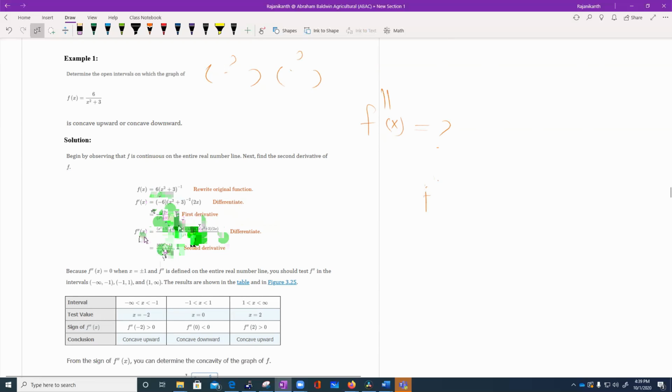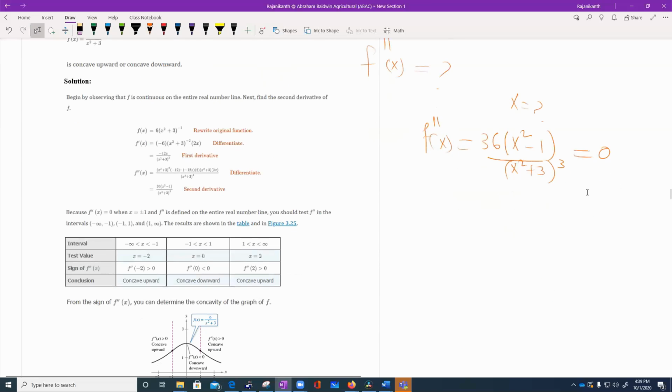Okay, so our second derivative is 36 times (x squared minus 1) over (x squared plus 3) all to the power 3. Now set this to 0 and look for x values. Of course, the only possible way to make this 0 is for the numerator to be 0. Solve this, so x squared is 1, therefore x is plus or minus 1. So these are the two values where the second derivative is 0.